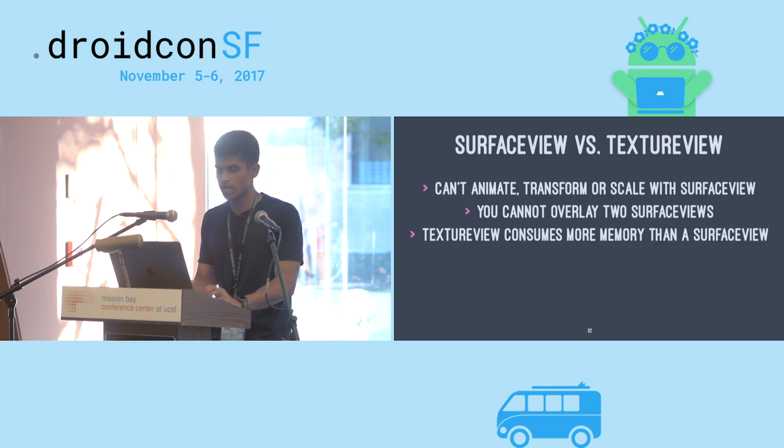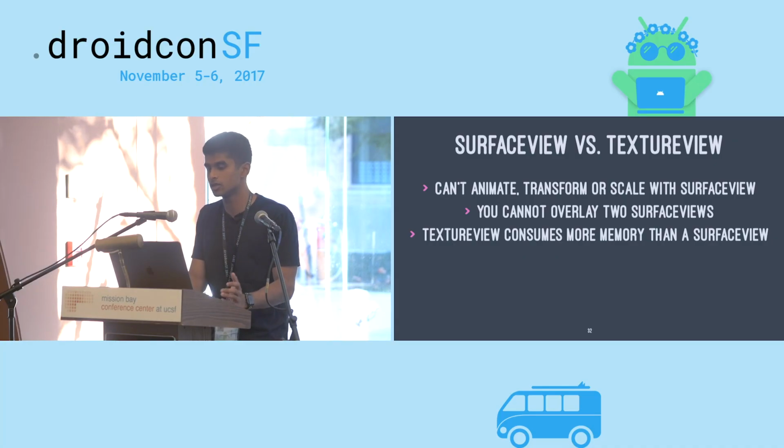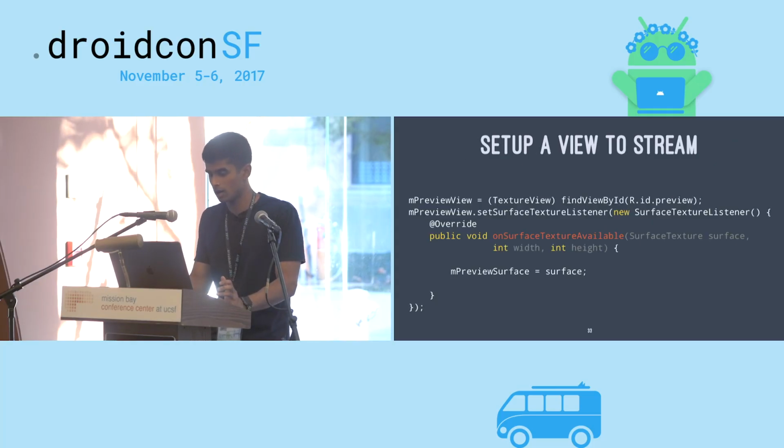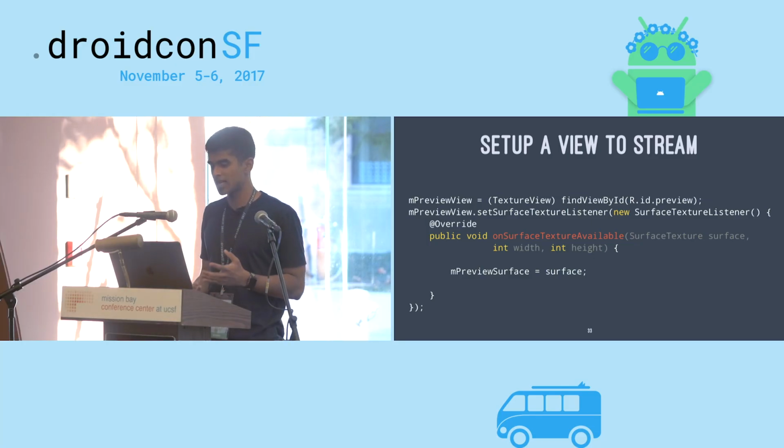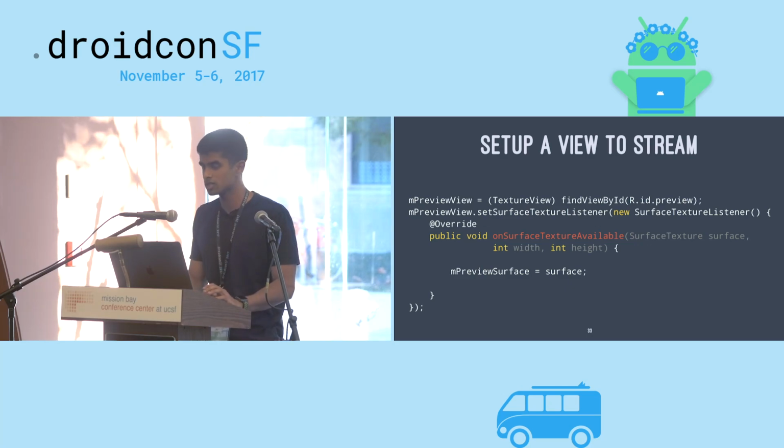But the texture view also has a trade-off. It does consume more memory than a surface view. So if you don't need any of the above features, you can use a surface view. For today's demo, we're going to start with a texture view. You can just drop in the XML, and then to create the view to stream, we're going to set a surface texture listener, and we want to wait till it is ready before we proceed to the next step.